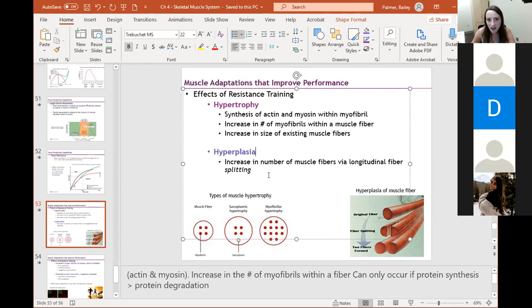Hyperplasia, we know, does not occur in humans, or there's not enough research to support human hyperplasia. But we do know it is the longitudinal splitting of the fiber. So that's really what you have to know, just the difference between the two.